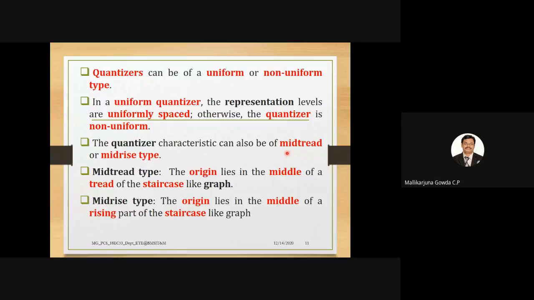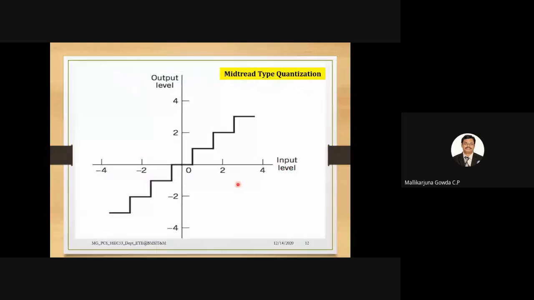In case of the mid-tread type, I will show the diagram and then you will understand. If I just tell in words, you may not. So this is the mid-tread type of quantization. The x-axis is my input signal, up to the maximum input level, and the y-axis is my output level. What I'm doing here is dividing my input signal into different levels.